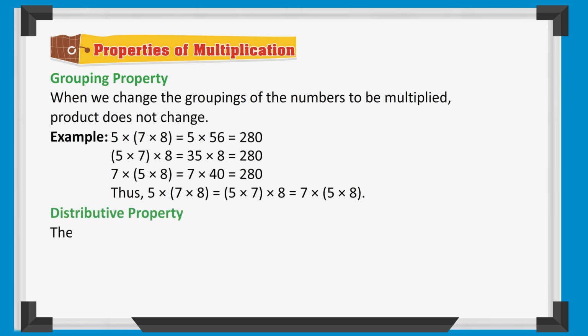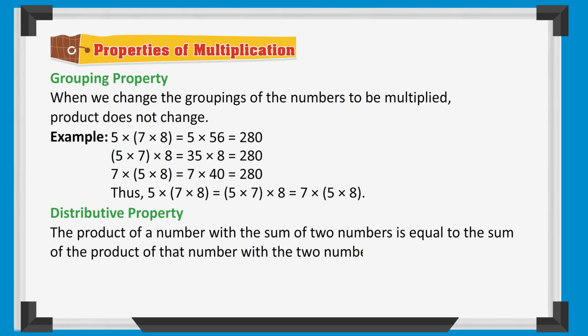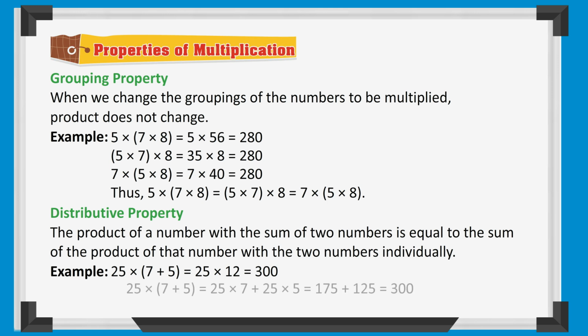Distributive property. The product of a number with the sum of two numbers is equal to the sum of the product of that number with the two numbers individually. Example: 25 times (7 plus 5) equals 25 times 12 equals 300.